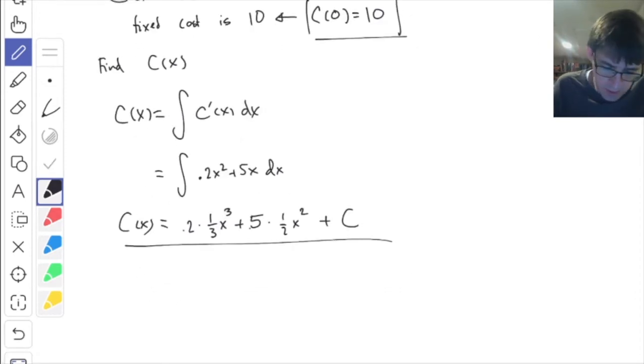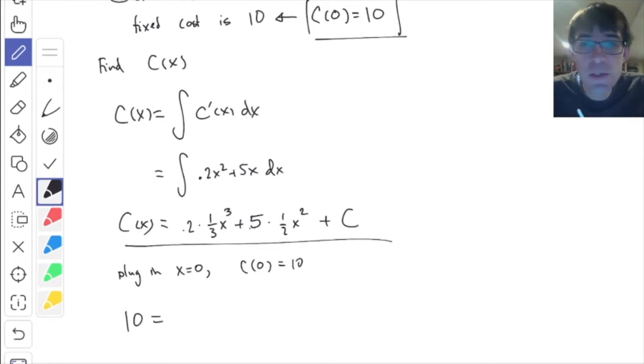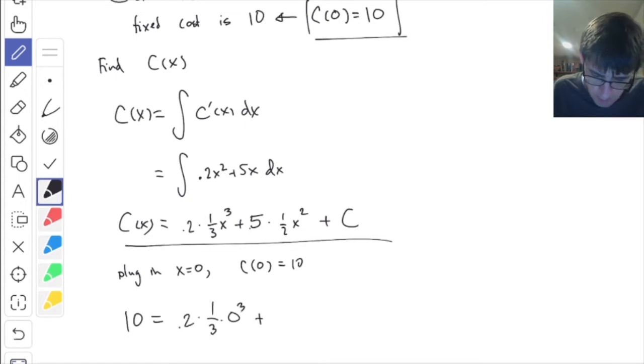0 equals 10, so I'm going to plug in x equals 0, and C of 0 equals 10. So the left side becomes 10. If I'm using 0, the left side will become C of 0, which is 10. And then when I'm using x equals 0 on the right side, what happens? Well, I get 0.2 times 1/3 times 0 cubed plus 5 times 1/2 times 0 squared plus C.